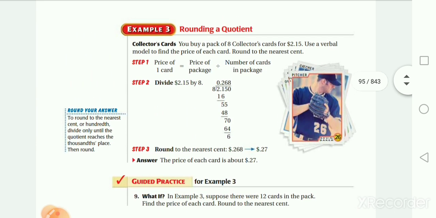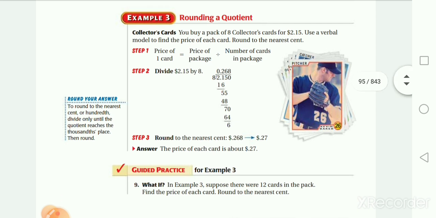Okay, for the word problem: a collector's card. You buy a pack of 8 collector's cards for $2.15. Use a verbal model to find the price of each card. Round to the nearest cent. Step 1: price of one card equals price of package divided by number of cards in package.